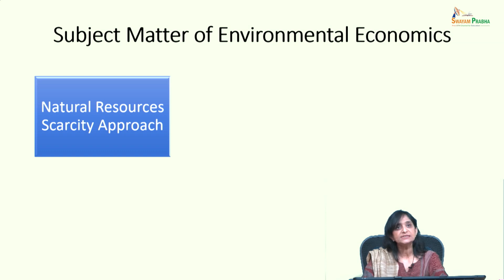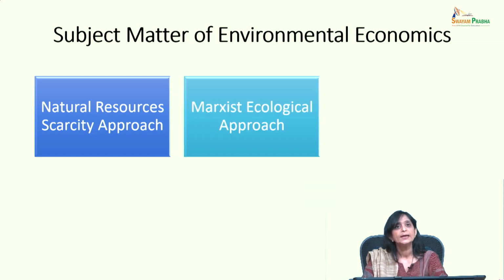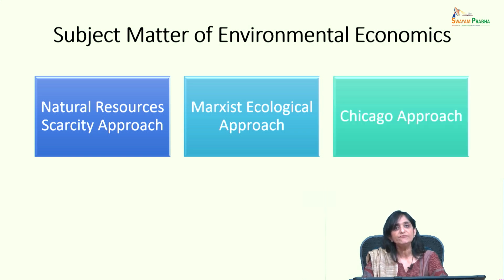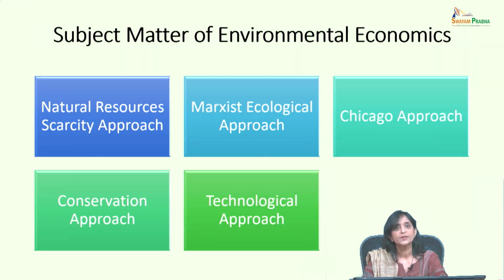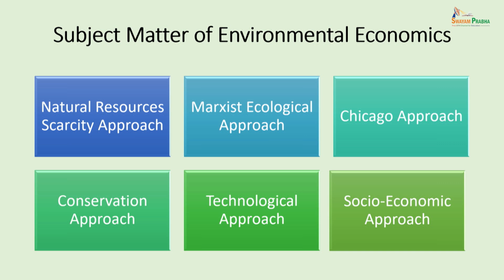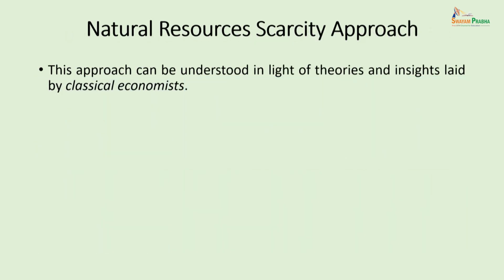We have 6 approaches to the subject matter of environmental economics. The first is the natural resources scarcity approach. Then we have the Marxist ecological approach. Then we have the Chicago approach, followed by the conservation approach, technological approach, and socio-economic approach. So learners, let us understand all these approaches one by one. Let me start with the natural resource scarcity approach.